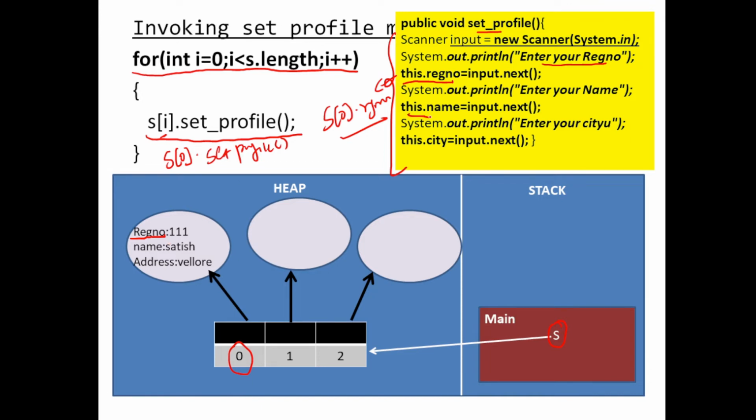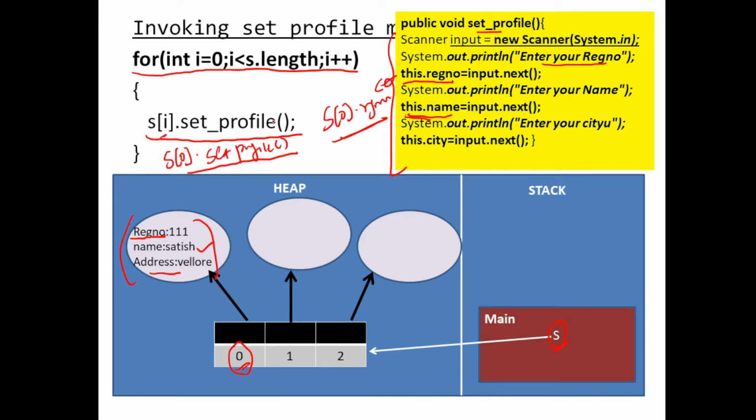Likewise, when I say this dot name, this will be configured as S of 0 dot name, because of how we are invoking the method S of 0 dot set profile. So what is S of 0 dot set profile? S0. And what is this S of 0 dot name? Satish. S of 0 dot city is nothing but S of 0 dot city. So this is the data for the first student object.